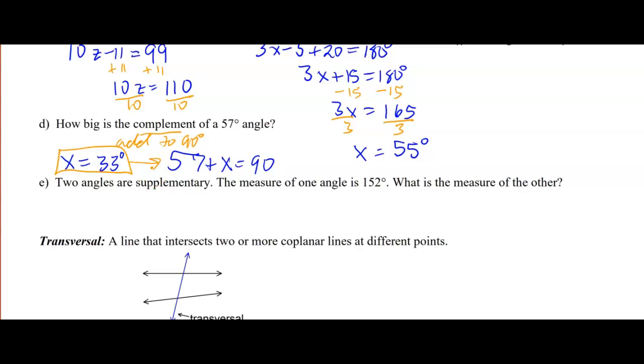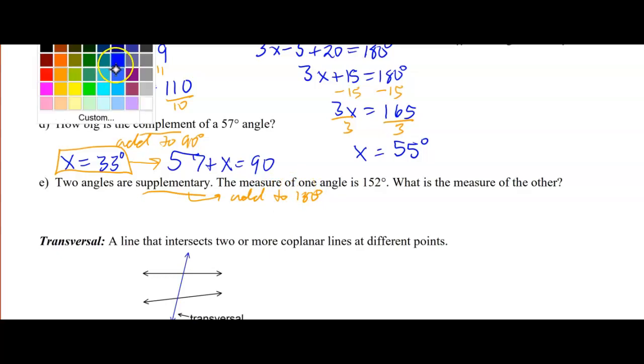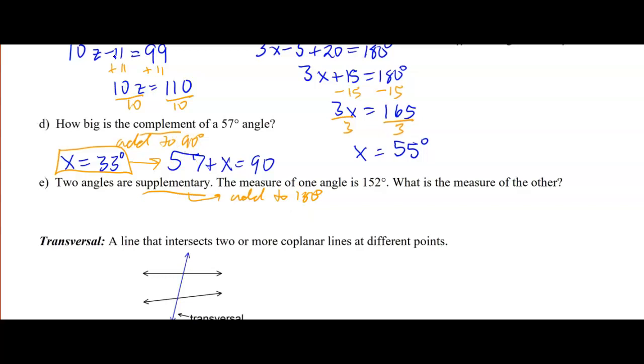Two angles are supplementary. What does that mean? Add to 180. Okay, so I set up the same problem the same way. So what plus 152 is 180? Essentially x plus 152 equals 180. So I can figure out that x has to be 28 degrees because 28 plus 152 is 180.